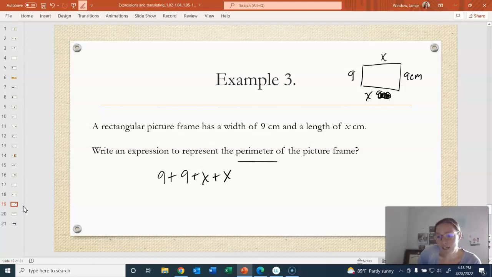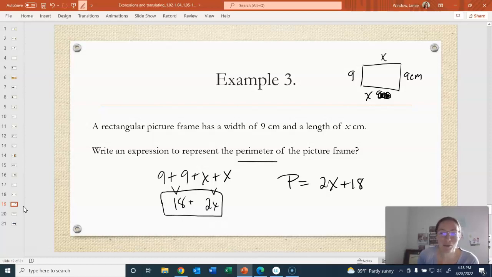And I mean, that's pretty fine. Or even better would be if we combined like terms. So 18, and 1x plus 1x is 2x. That's it. And this is an expression because there's no equal sign, although I'm dying to write it like this. I don't know why, that's what my brain wants to do, but that would be an equation. They asked us to write an expression, so that would be this one.